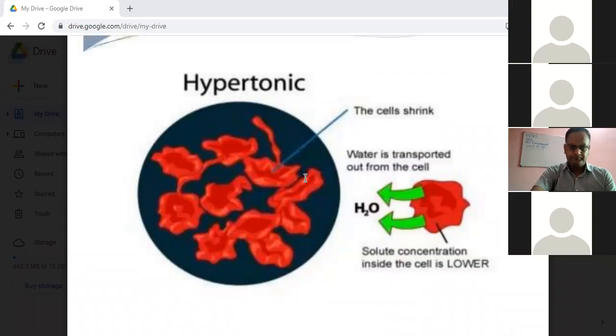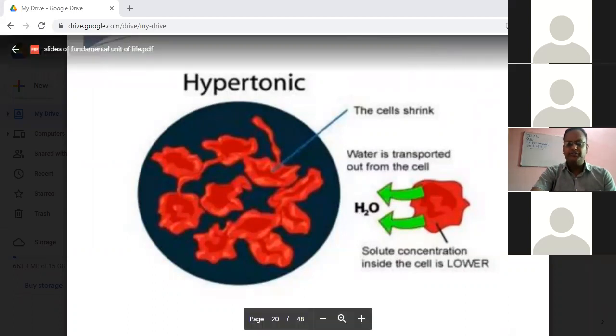Yes, sir, the cell shrinks due to exosmosis because it is kept in a hypertonic solution. So what happens in a hypertonic solution? Does the medium surrounding the cell have a higher water concentration or lower? Yes, it has a lower concentration as compared to the cell. Very good. And that is why the water will move from the cell into the medium. Well explained, Shripati, very good.